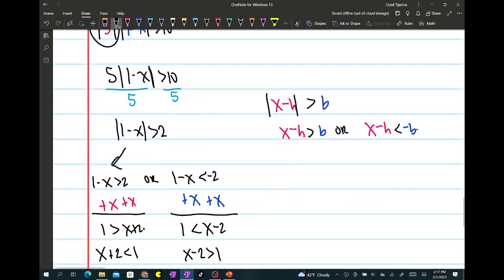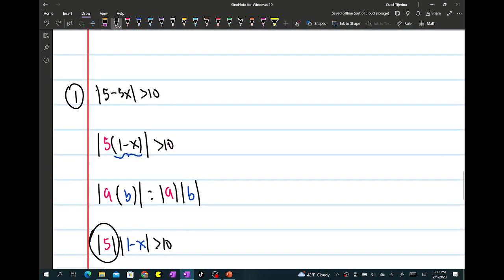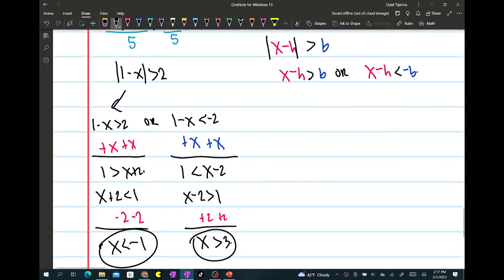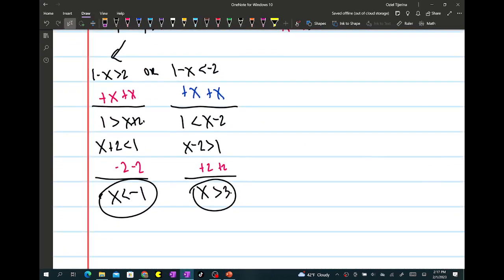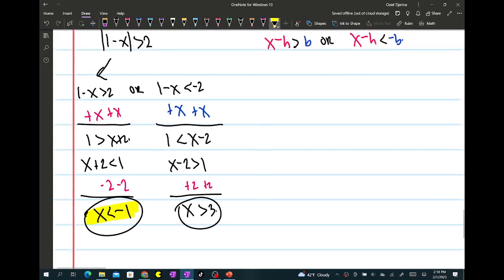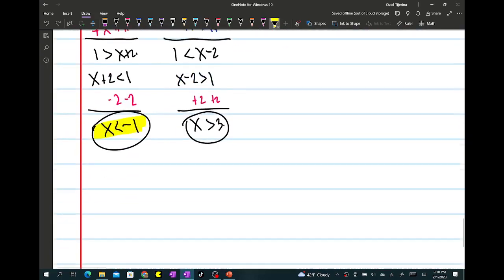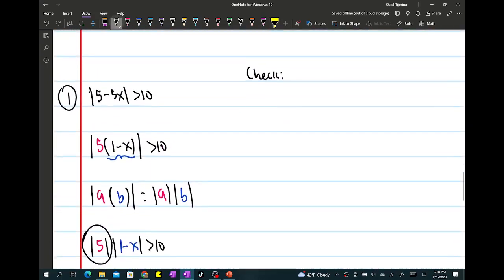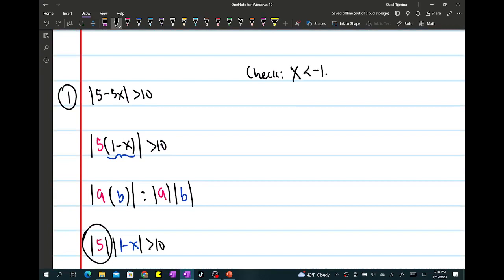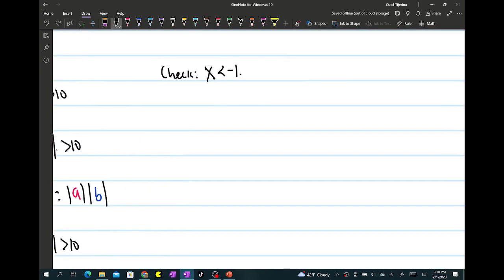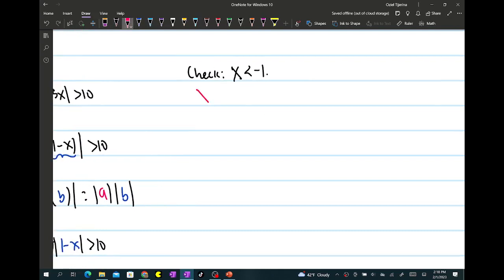Now, what you want to make sure to do is check your solution. When we have something like this, we want to look at both solutions, and we want to decide what to plug in for x. For example, I have x is less than -1. So I'm going to check x is less than -1 by picking a number that is less than -1. What if I say x is equal to -2?